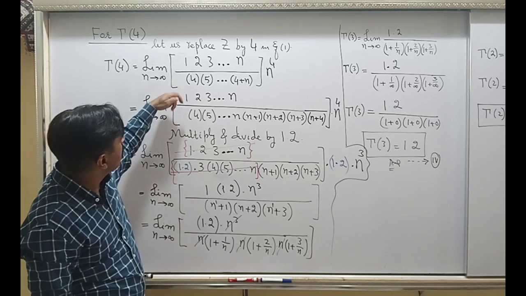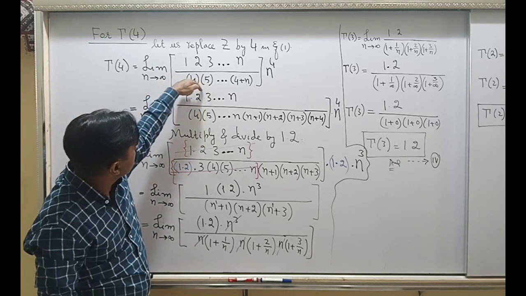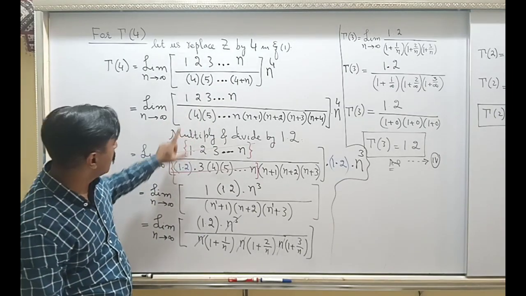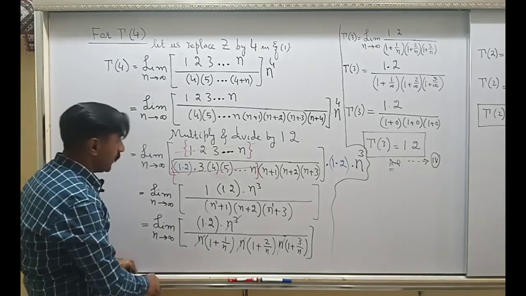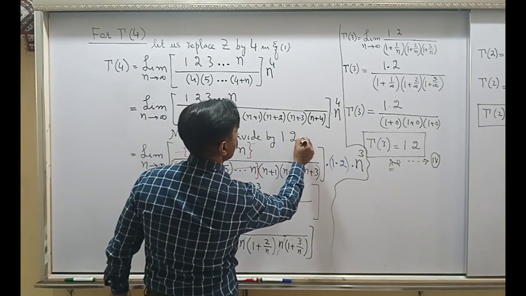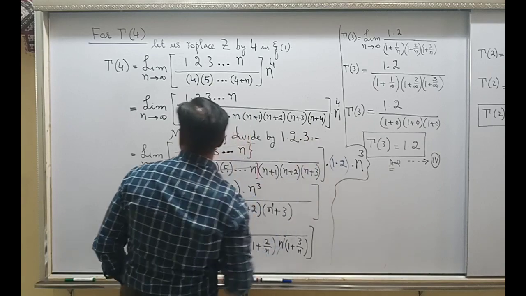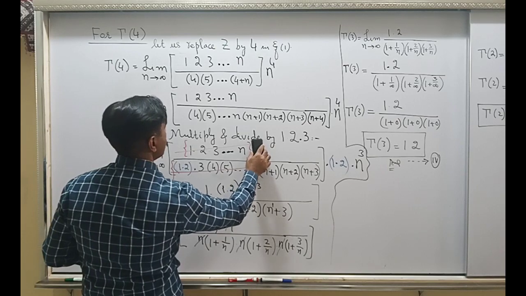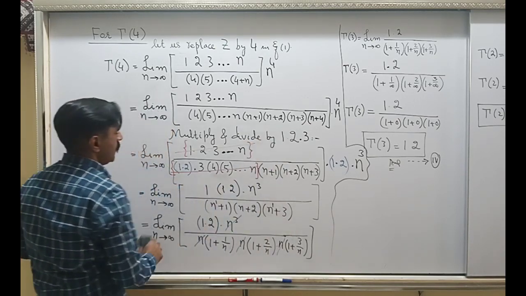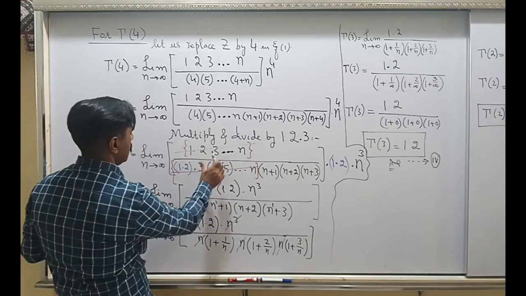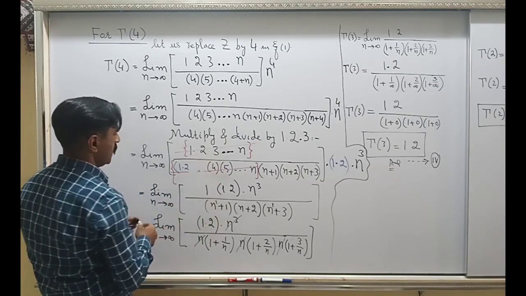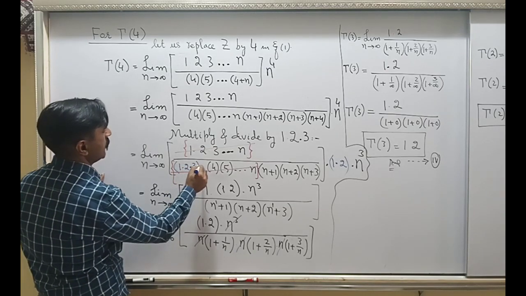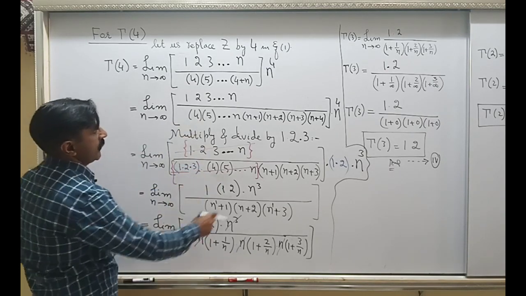What you need to multiply and divide to get the same numbers here? There are missing 1, 2 and 3. So multiply and divide by 1, 2, 3. So when you multiply and divide, you will get, here, I write in blue as before, 1, 2, 3 and 4, 5 are the same.